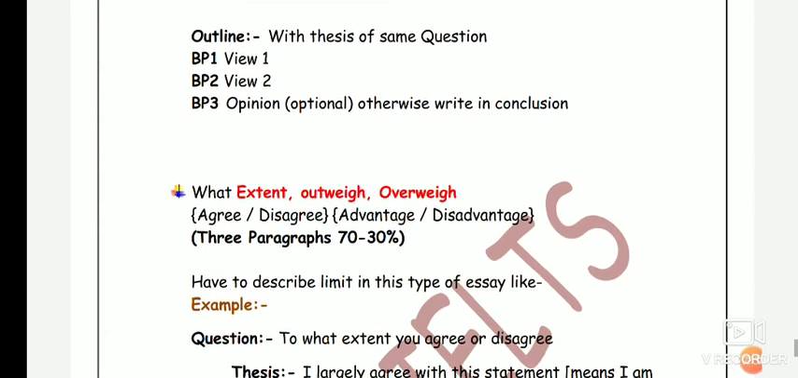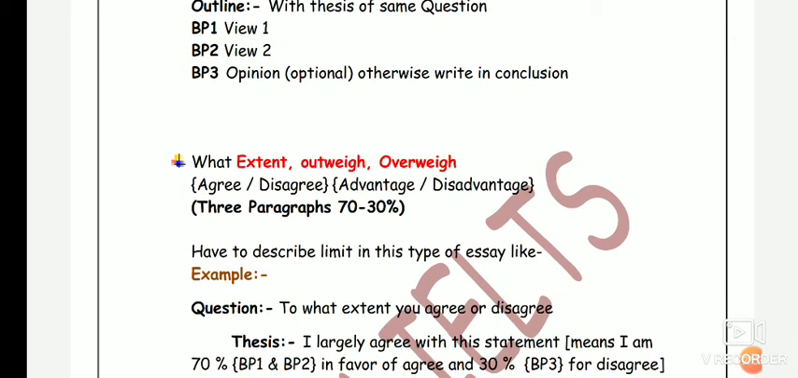Now coming to our last category, which is our 70-30 percentage. For that you will have categories like, first of all, to what extent do you agree or disagree. Or do advantages outweigh disadvantages. So it is a kind of a limit, they are asking you to what limit you are in favor of it. For that, you can say they will have a 70-30 percentage.